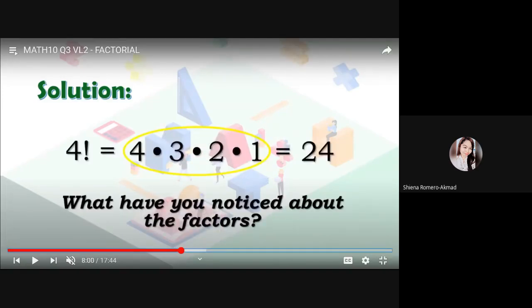So, yung 4, 3, 2, 1 na yan can be written in factorial as 4, tapos meron tayong exclamation point. That is read as 4 factorial. And 4 factorial meaning you have to multiply 4 to the numbers lower than it. Hanggang 1 lang, hindi pwedeng kasama si 0. So 4 times 3 times 2 times 1. So what does factorial mean?